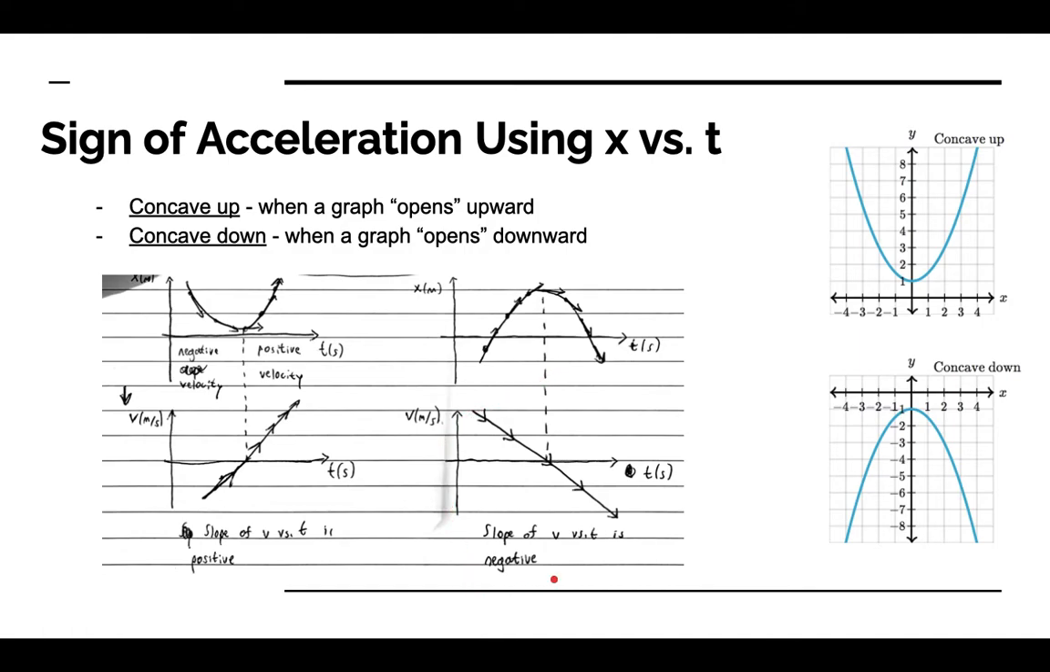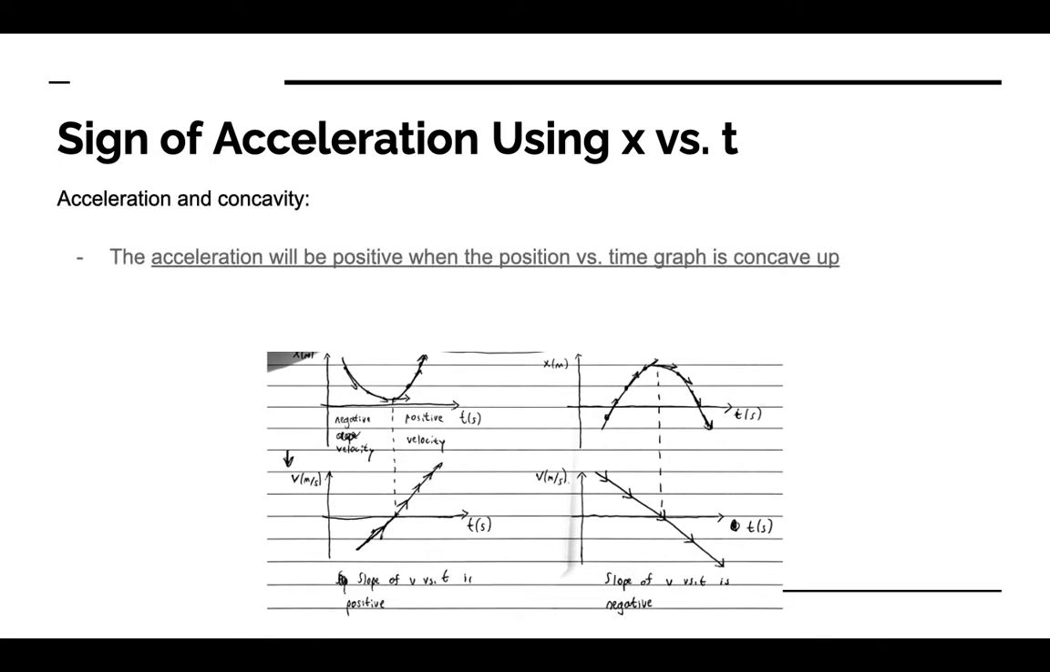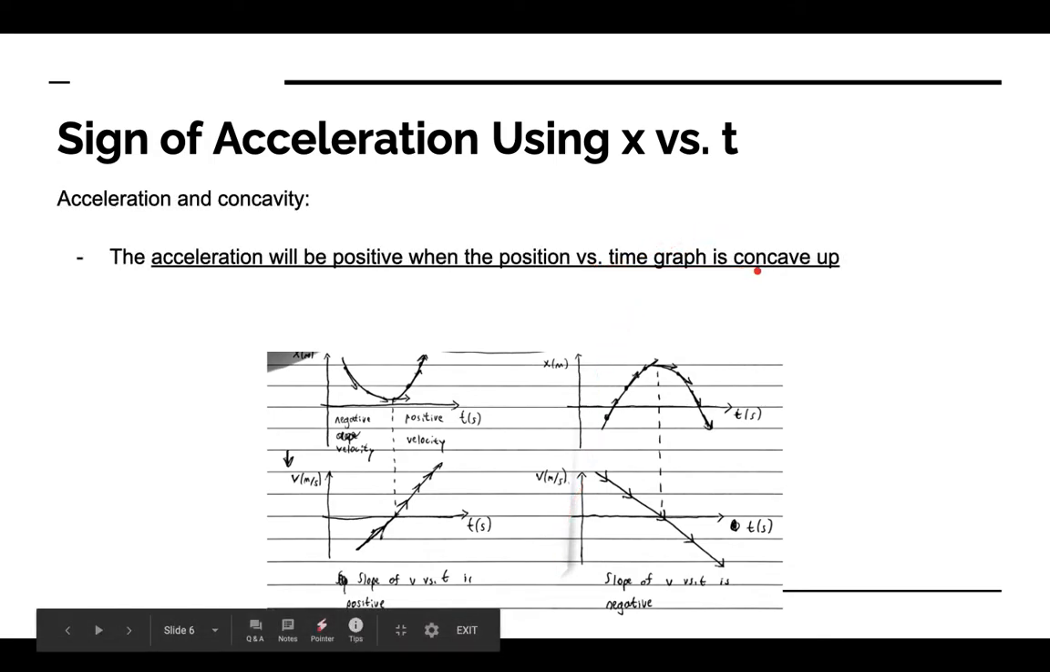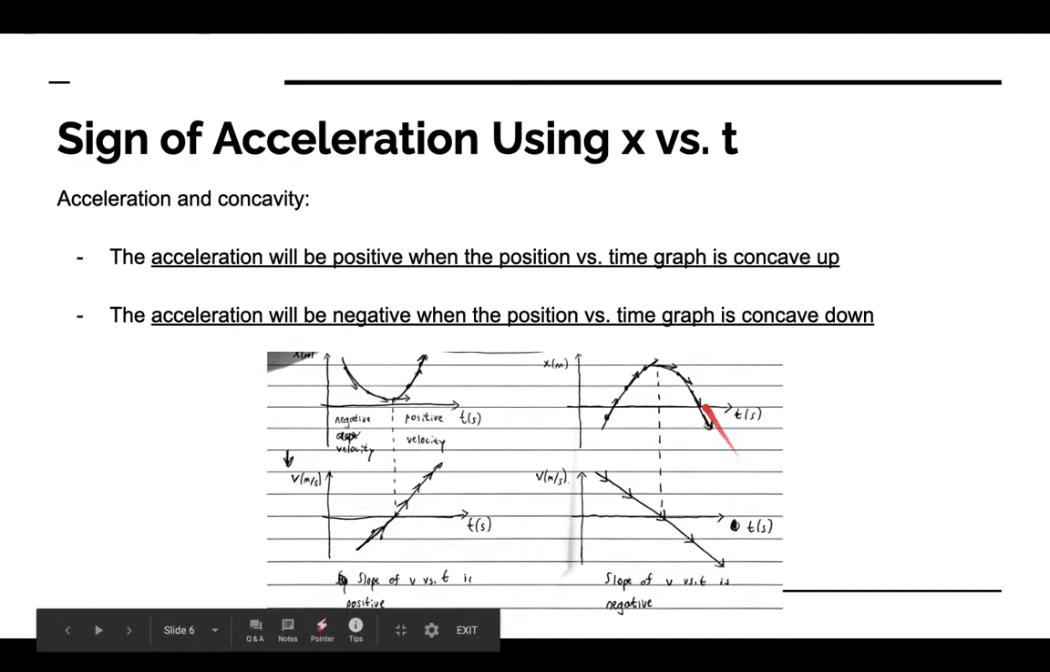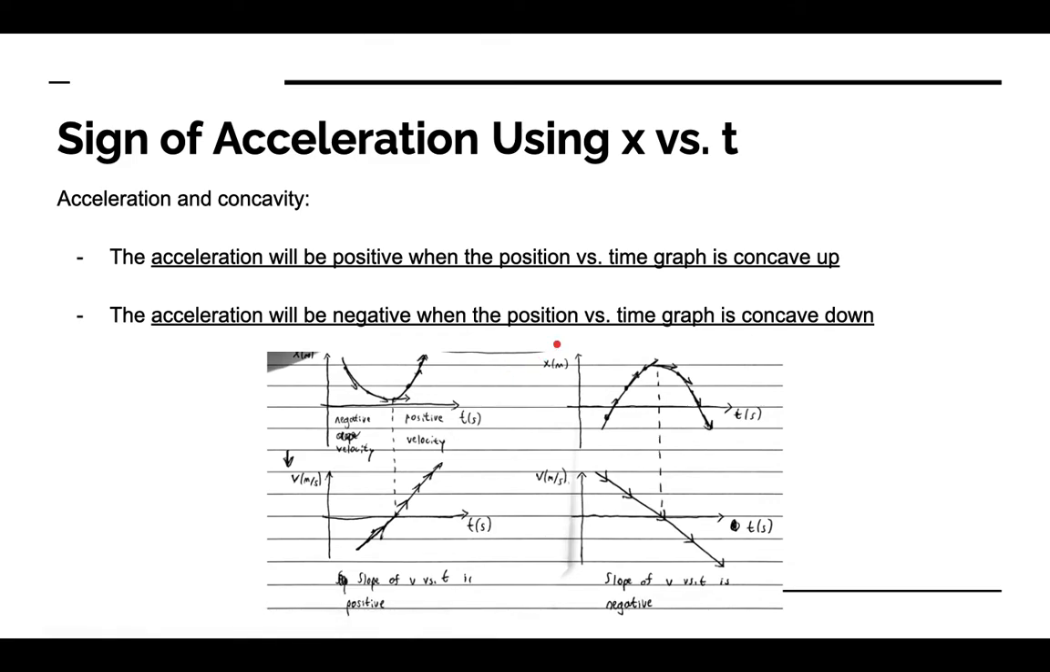So we can formalize these observations into conditions for how to determine the sign of acceleration from a position versus time graph. Acceleration and concavity: if the position versus time graph is concave up over a certain interval, the acceleration will be positive over that interval, while if our position versus time graph is concave down over a certain interval, the acceleration will be negative, as we've seen from our discussion. In fact, if you're in AP Calculus, you'll see why this occurs when we get to our unit on applications of differential calculus. So it's a nice connection between acceleration and concavity that we explore a little deeper in AP Calculus.